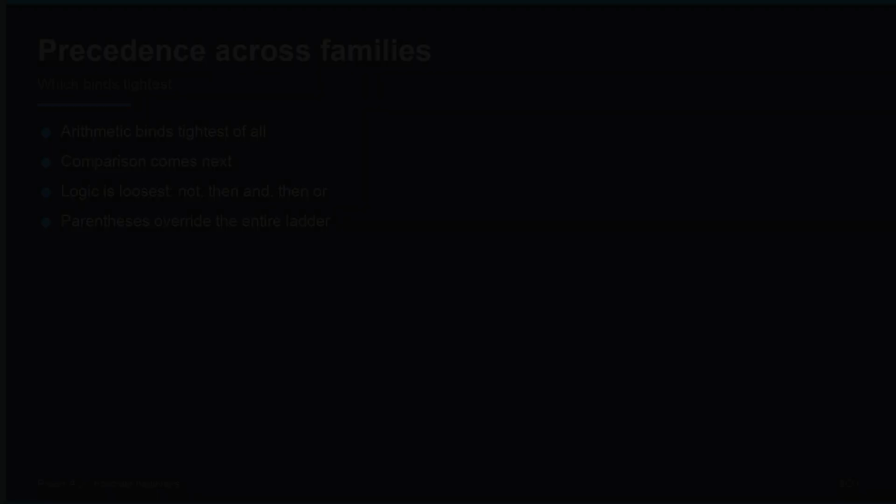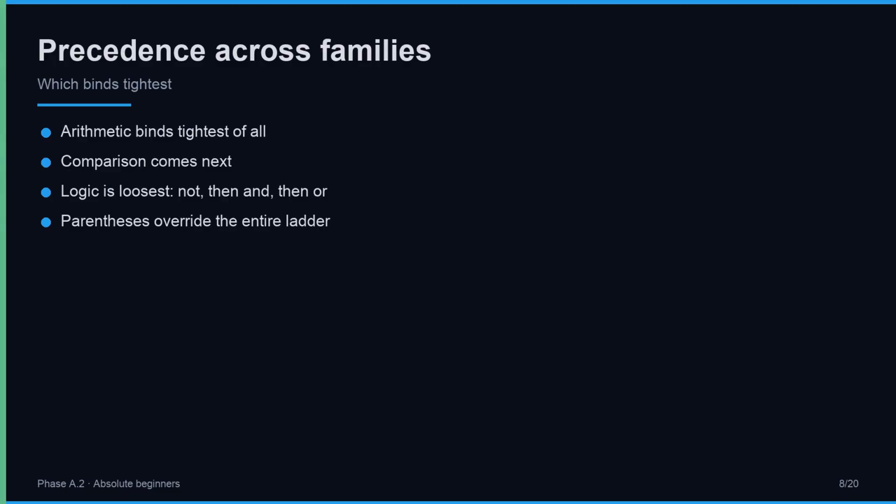Join the real checks. When all three families share a line, Python evaluates them in a fixed order. Arithmetic binds tightest, so plus and star happen first. Comparison comes next, turning values into bools. Logic is loosest of all, and within logic, not is tightest, then and, then or. You do not need to memorize every rung. You need to feel that arithmetic beats comparison, and comparison beats logic. And you need to remember that parentheses override the entire ladder whenever you want to be sure.